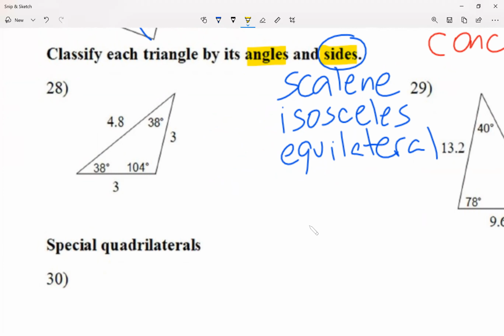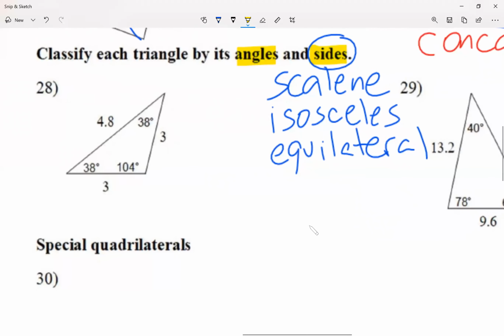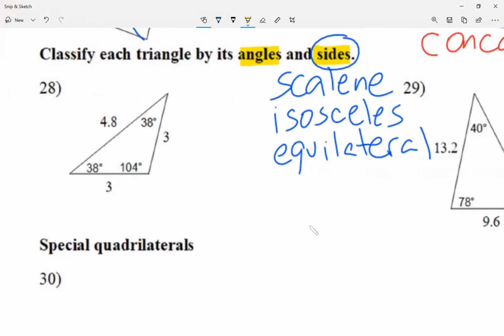In this case, question number 28, my biggest angle is 104. Because look at my angles: I have 38, 38, 104. The biggest angle is 104. My angles are those numbers inside of the triangle, so I'm just looking at the big angle. Then I have to ask, is that acute or obtuse? It is a number more than 90, so I'm going to call this obtuse.